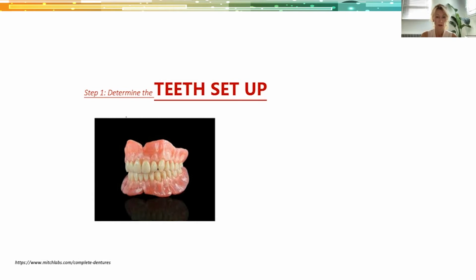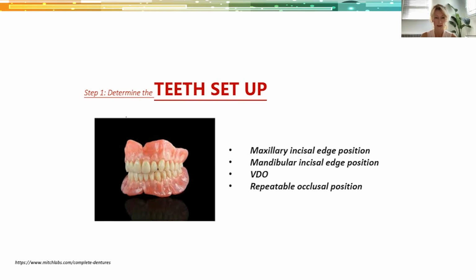How do we determine this position of the teeth? Well, we go through 4 steps. We have to determine the maxillary incisal edge position, the mandibular incisal edge position, the vertical dimension, and we have to find the repeatable occlusive position to which we want to restore the patient.